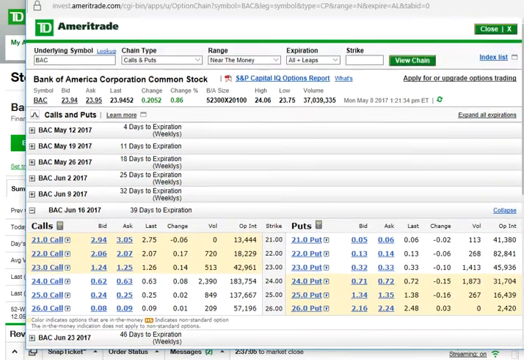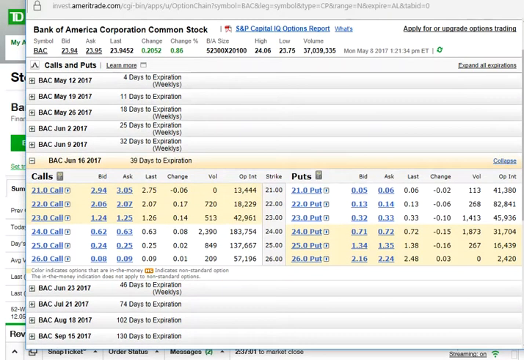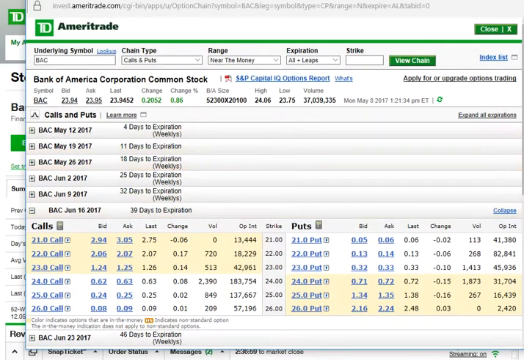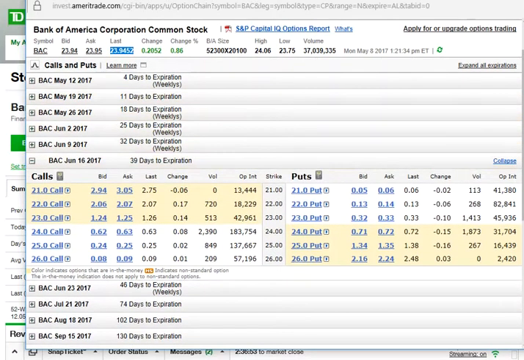So if in 39 days from now, Bank of America were to close at its current price, which is $23.94, this $23 call option will be worth 94 cents. Okay, this call option will be worth $1.94, and this one will be worth $2.94. So you can see that the price changes and it gets more expensive the deeper in the money you go, and it gets cheaper and cheaper the more out of the money you go.